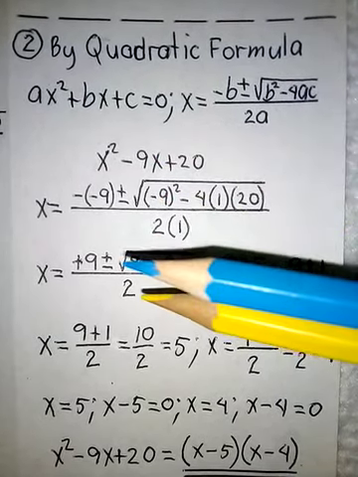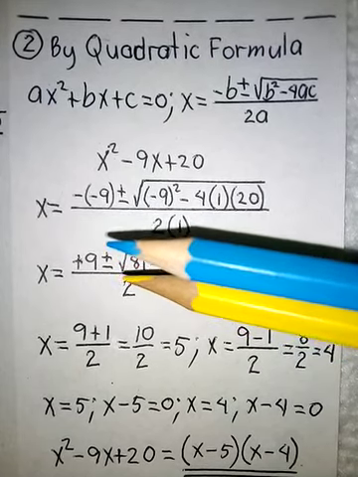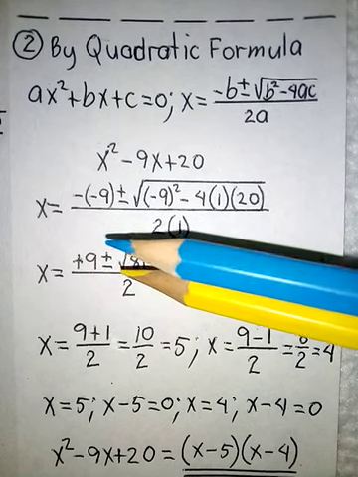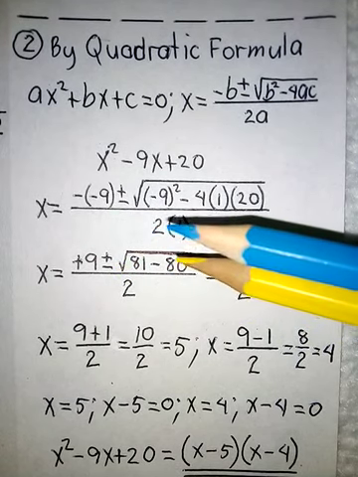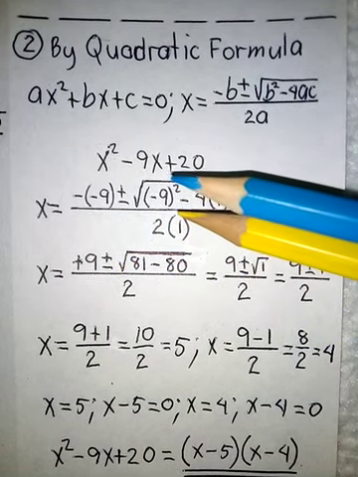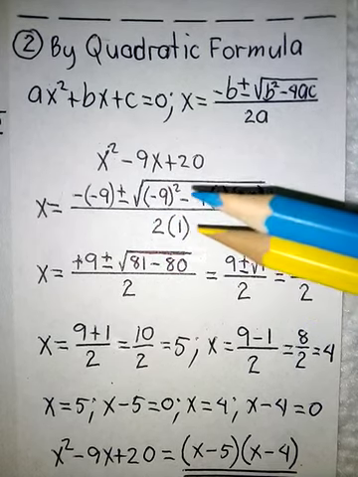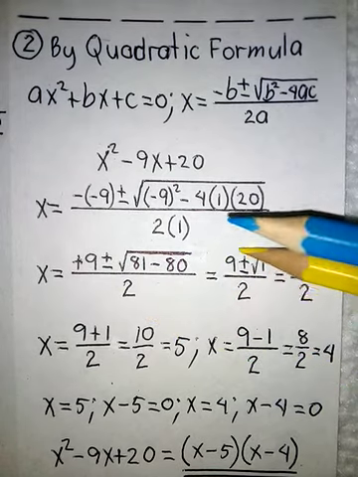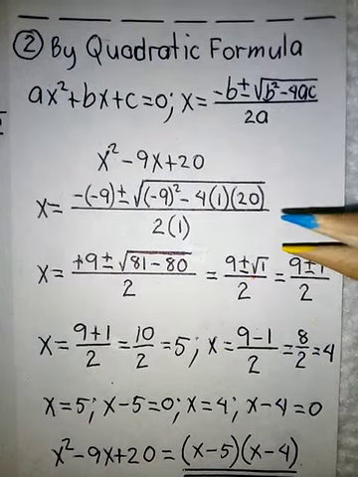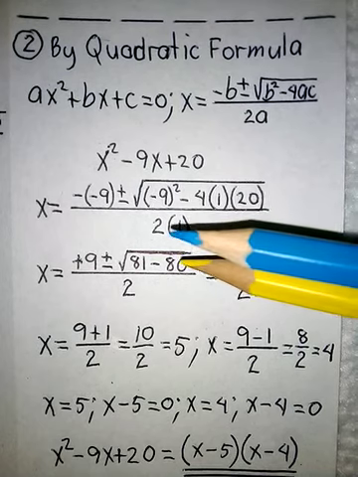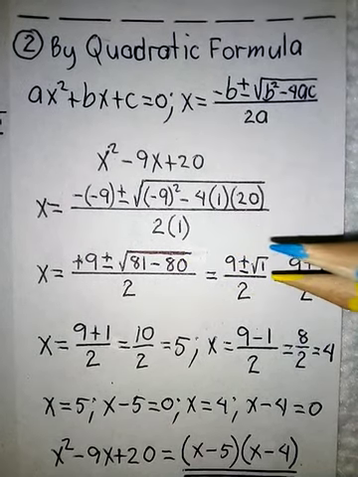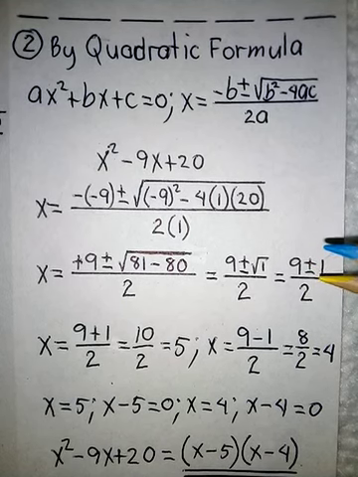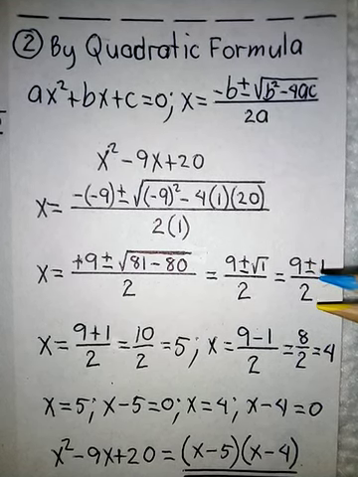So, simplify. So, x is equal to positive 9, since negative negative is positive, plus or minus square root of quantity negative 9 squared, which is 81, minus 4 times 1 times 20, which is 80, all over 2. So, we now have positive 9 plus or minus square root of 81 minus 80, which is square root of 1, all over 2. Or, we have 9 plus or minus 1 all over 2.